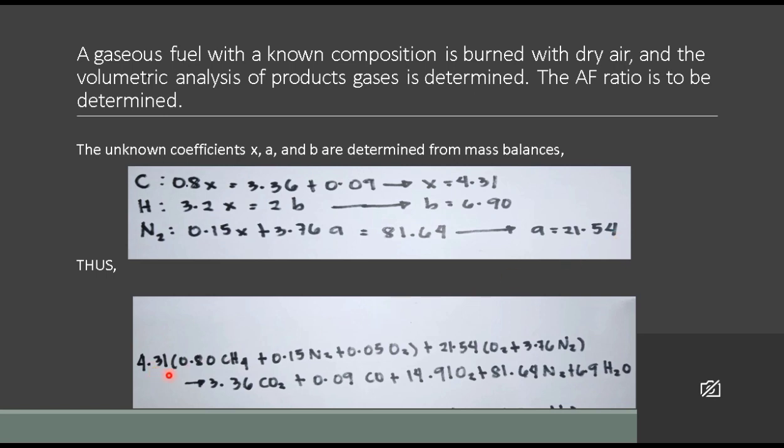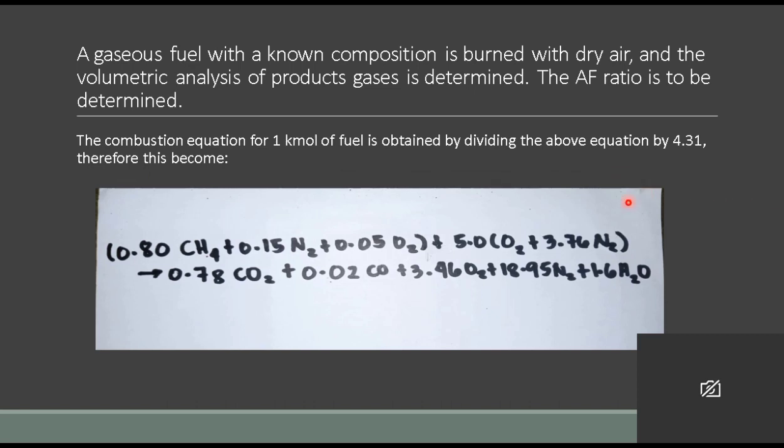So let's just plug in the values that we already got, which are x, b, and a. So this becomes 4.31 quantity 0.80 CH4 plus 0.15 N2 plus 0.05 O2 plus 21.54 quantity O2 plus 3.76 N2, and the product becomes 3.36 CO2 plus 0.09 CO plus 14.91 O2 plus 81.64 N2 plus 6.9 H2O.